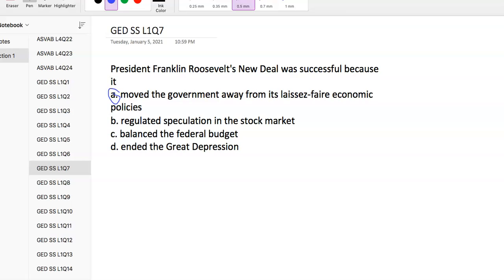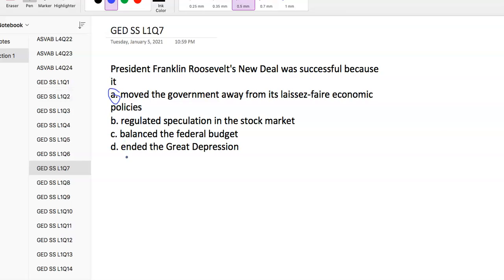The nature of the stock market is that it's speculative, and that was not changed by the New Deal. The New Deal definitely did not balance the federal budget. Roosevelt more than doubled the national debt with the New Deal. And he didn't end the Great Depression either, although that is an answer choice that a lot of people go for. In 1939, the unemployment rate was still 19%, and not until 1943 did it reach pre-Depression levels.